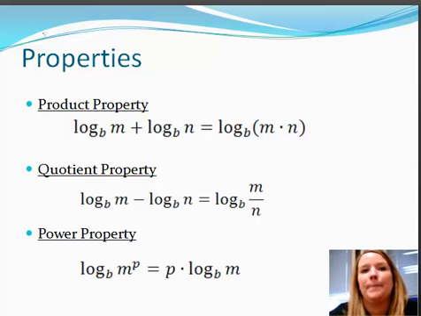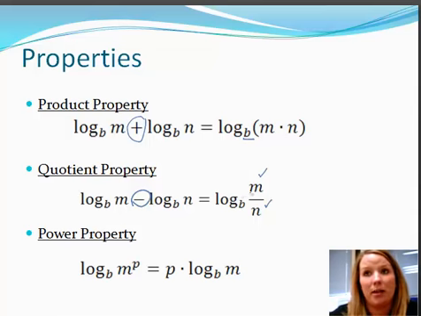Okay, so properties. We have the product property. So when we're adding 2 logs together, so addition, in order to combine them, we multiply the 2 numbers together. The base stays the same always. We multiply the 2 numbers. The quotient property, meaning division, we're subtracting 2 logs together. So we combine them, the first one divided by the second one. Now make sure that you always do first over second, because otherwise your answer is wrong.